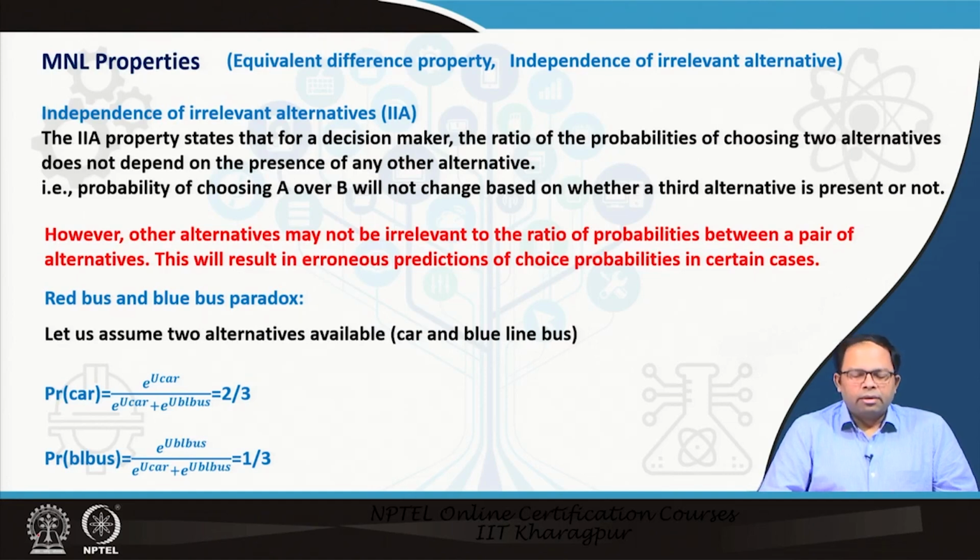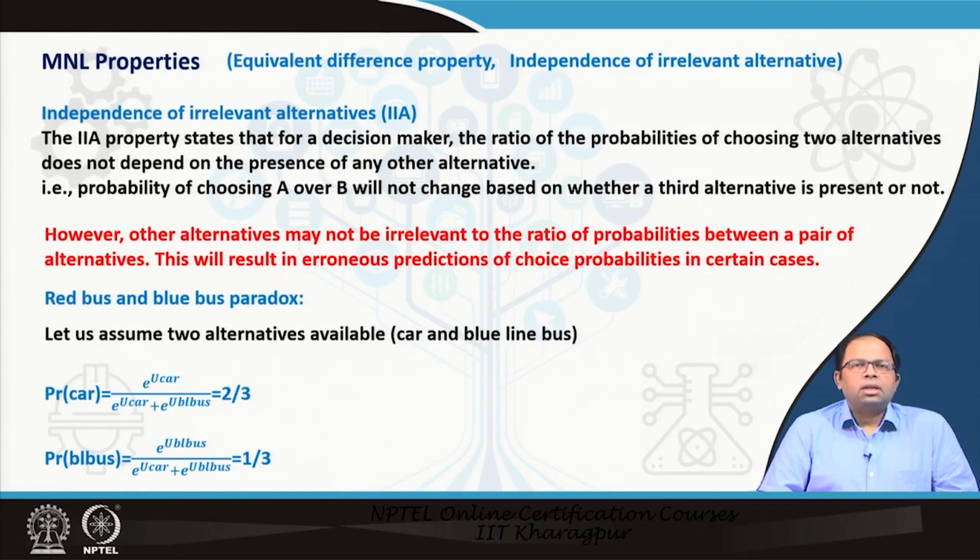While this helps us to estimate the model and is beneficial, like when we have taken the difference of two alternatives, the third alternative did not play a role. So it was easy to do those estimates, like we take one and predict the probability of one mode in reference to another. But at the same time, this also creates certain problems. The other alternatives are supposed to be irrelevant to the ratio of probabilities between a pair of alternatives, but in actual situations this results in some erroneous prediction of choice probabilities, not in all cases, but in some cases.